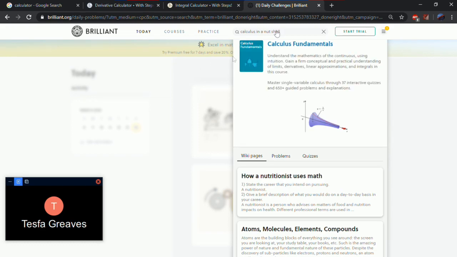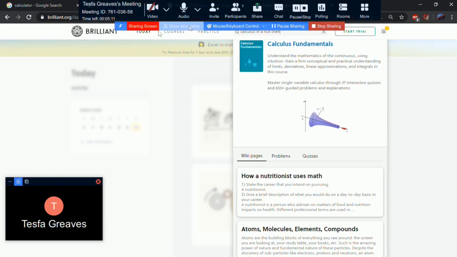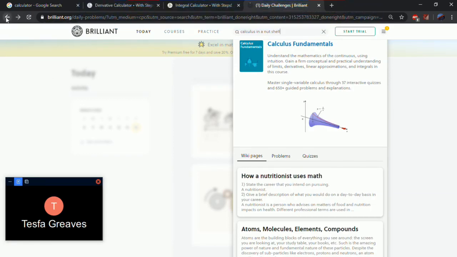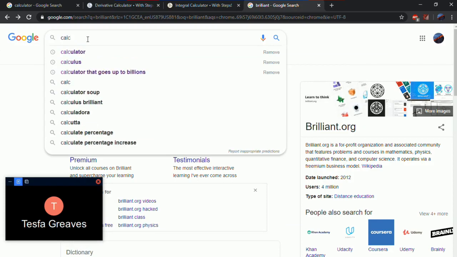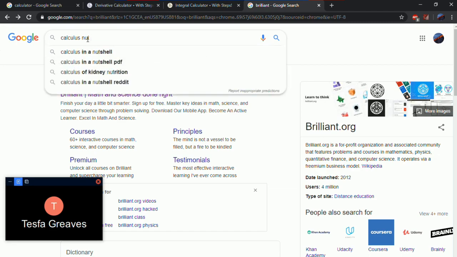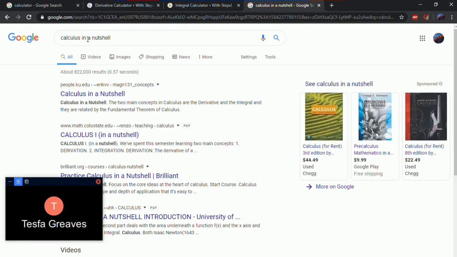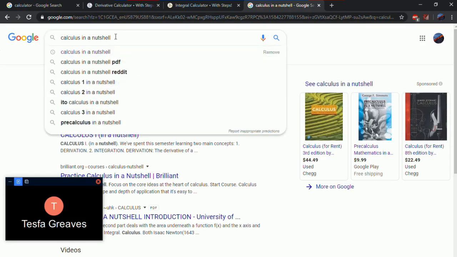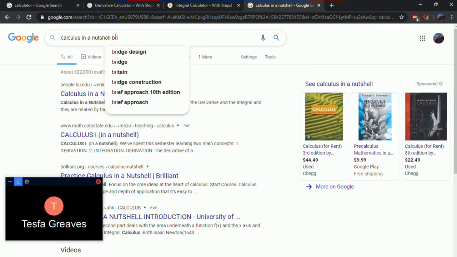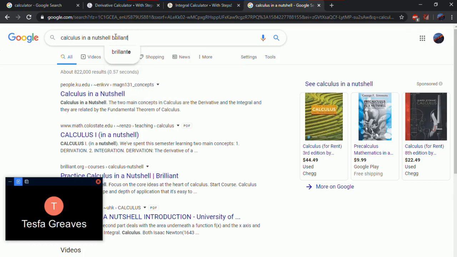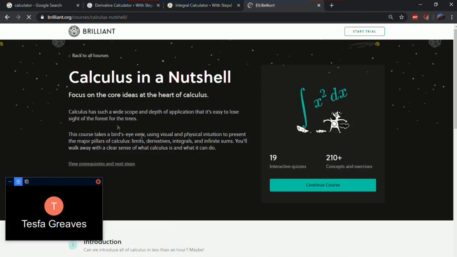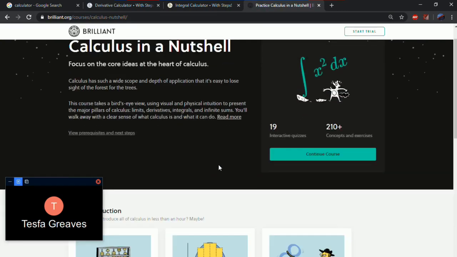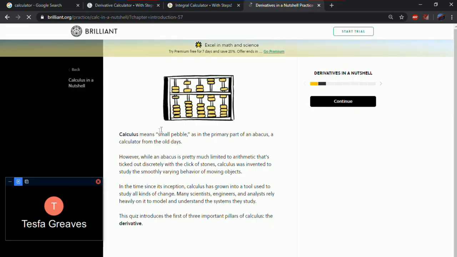See if I can find the course for you guys, but I can't seem to find it. If you go to the Brilliant website, you type in calculus in a nutshell, you're able to find some information that probably benefits you for the course. I mean, to sit down and dedicate an hour or two to outside work is a lot, but it's worth it at the end. Some people choose not to, some people choose to. Whatever works for you is usually the best way to go.